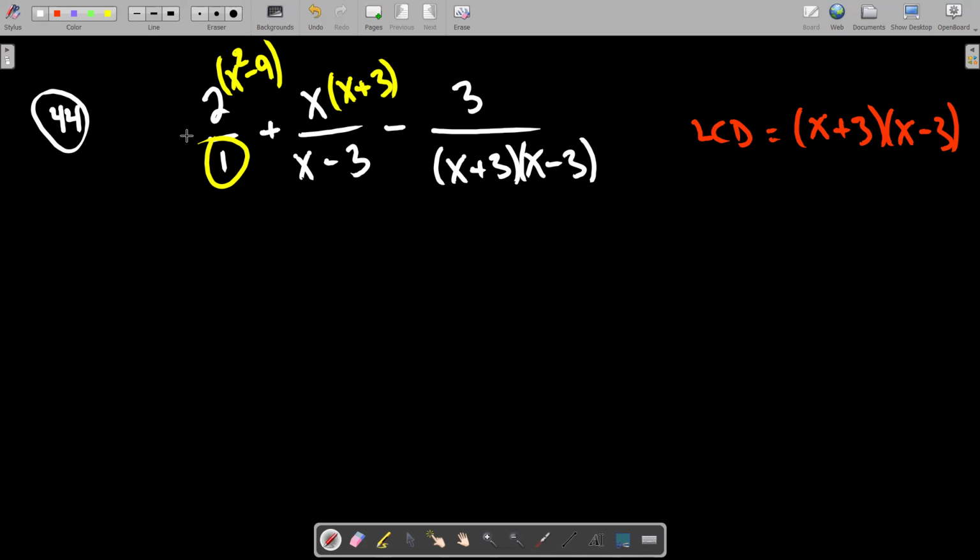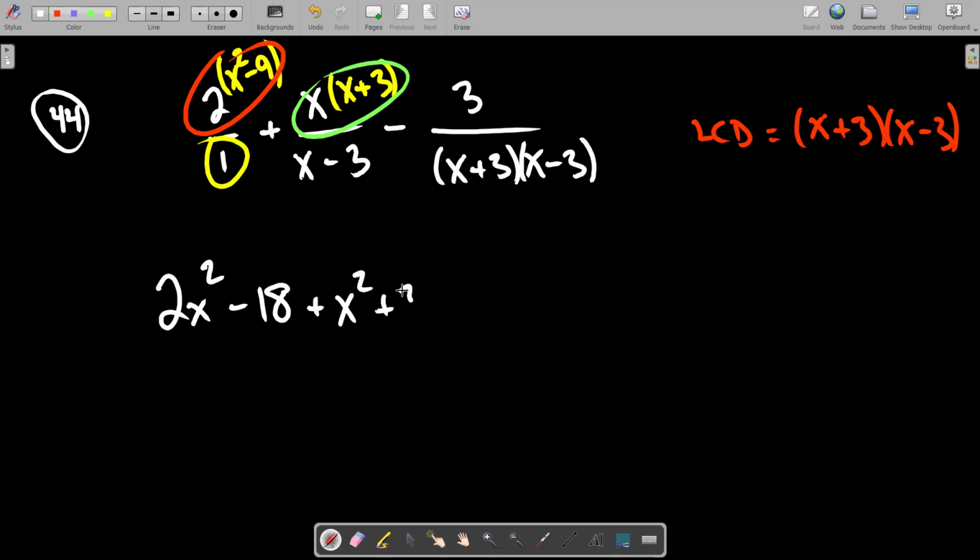So on the top, if we multiply out this red problem, what do we get? 2x squared minus 18. Okay, let's go ahead and multiply out this green problem. What do we get? Good job. And notice I don't have to worry about any signs this time. This is a pretty relaxing problem, right? And then I'm going to go ahead and just leave the third one alone because I never had to tinker with it. So it's just a minus 3.